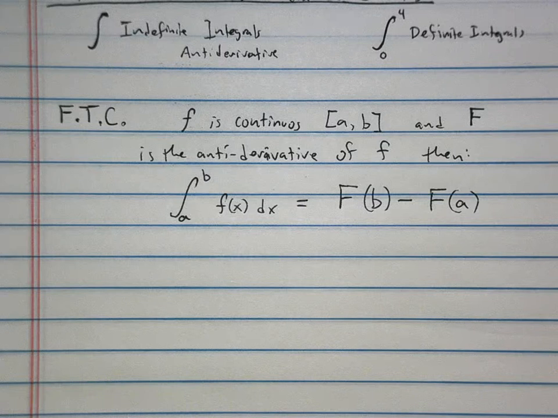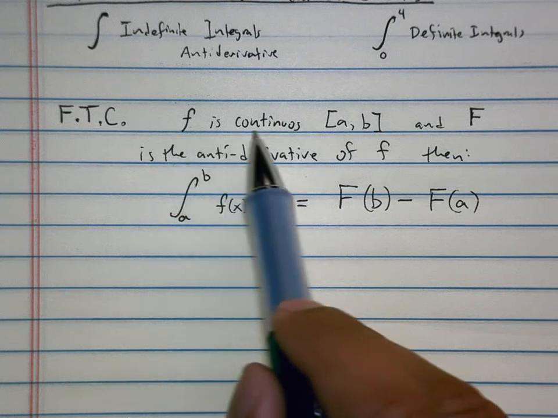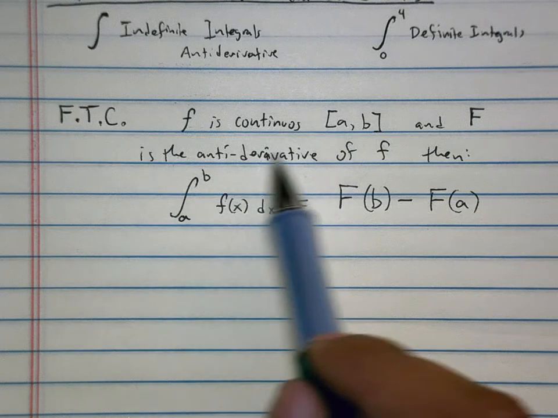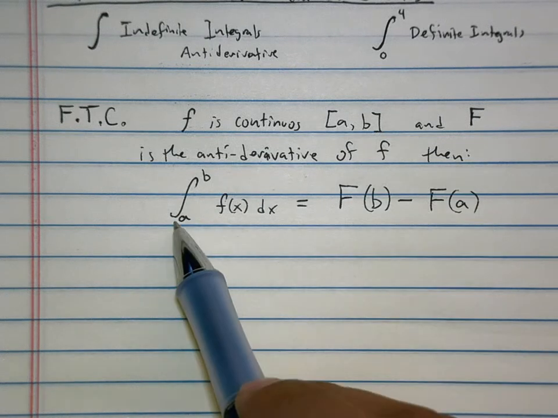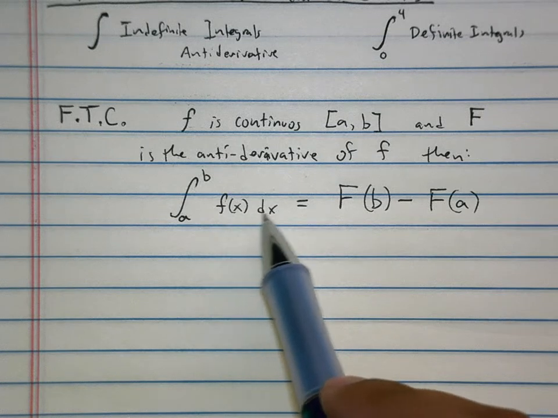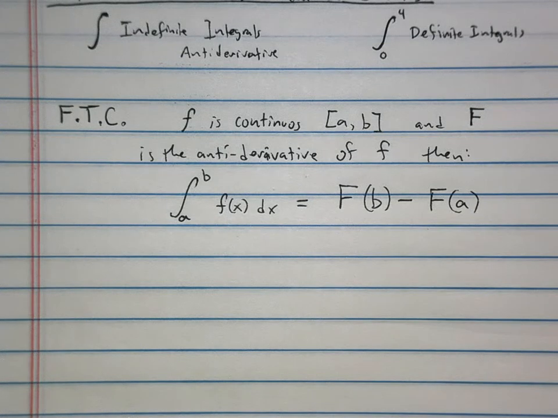I'll read this to you again. This says the fundamental theorem of calculus, if little f is continuous along the interval from a to b, and big F is the antiderivative of little f, then the integral from a to b of f of x dx is equal to big F of b minus big F of a. There was a question, Matt. So the definite integral is still the same as the antiderivative? Yes. We're just going to be doing it along a specific point, and I'll explain in just a second.